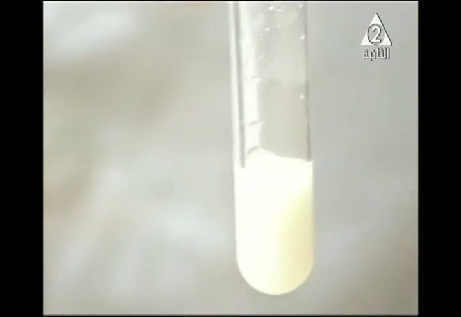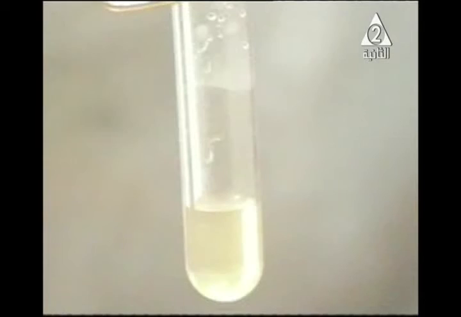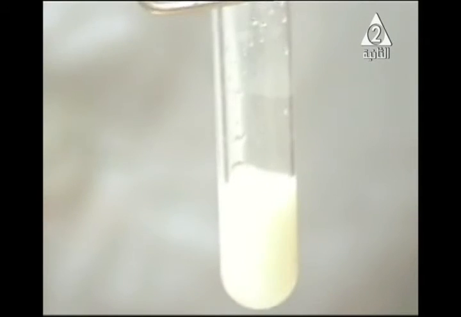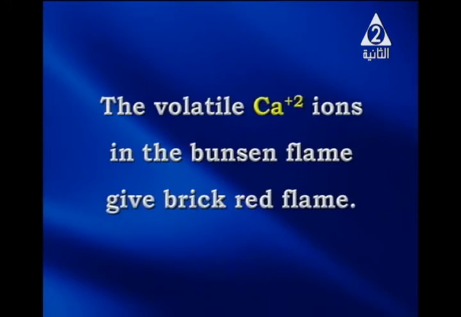Here the white precipitate is formed of calcium sulfate. As shown on the screen, the dilute sulfuric acid on calcium salt gives white precipitate of calcium sulfate. Now we are going to discuss the dry test here. The volatile calcium ions in the Bunsen flame give a brick red flame.